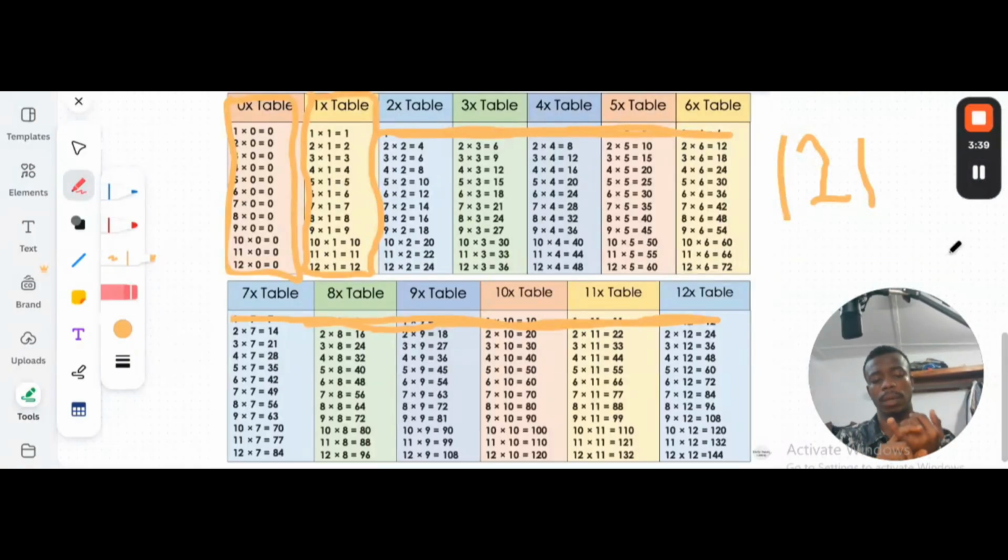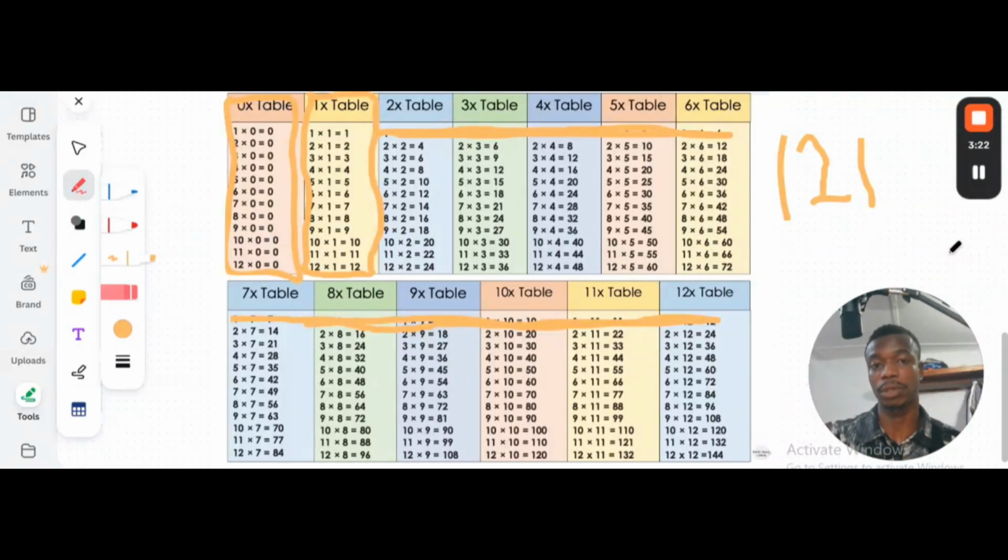Now we can also take away the two times table, the four times table, and the eight times table. Why? Because to multiply anything by 2, you just have to double it. To multiply something by 4, you have to double it and double it again. To multiply it by 8, you have to double it again, and double it again.